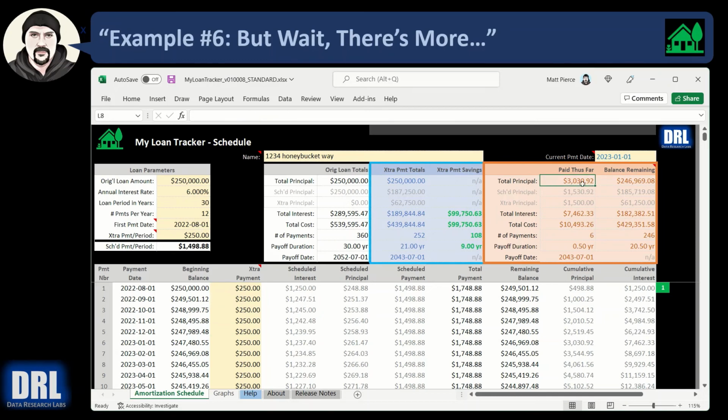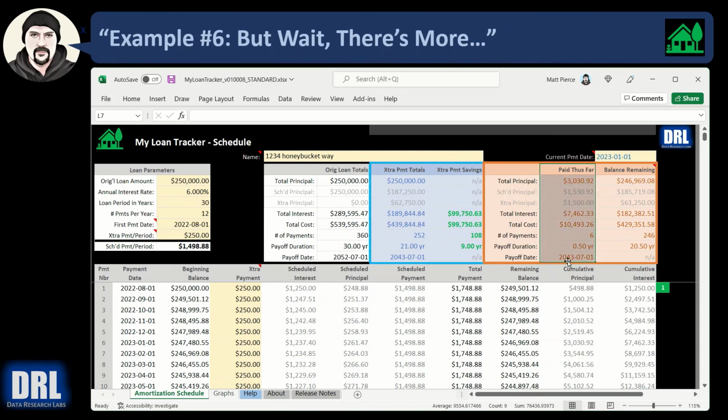It says the total principal that's been paid is $30.92, and the scheduled principal was this piece, and the extra principal was $1,500 total. Right there, our sum is $1,500. And the total interest that's been paid, cumulative, $7,462. It's pulling that number. And the total cost, it's summing all the pieces up. So as of that 6th month, a half a year in, I would have paid that much, and my payoff date is set to this based on the prepayments that I've made.